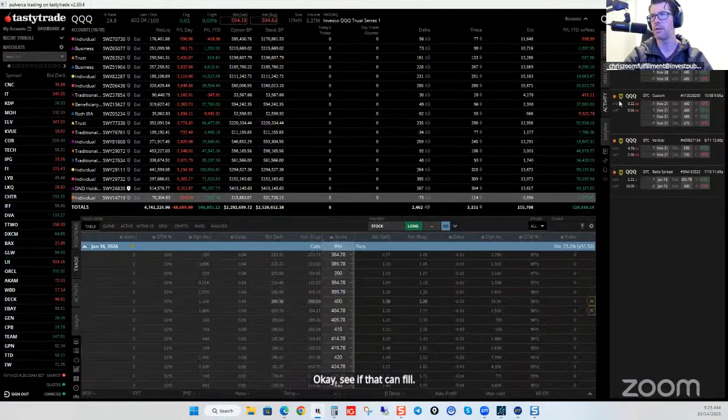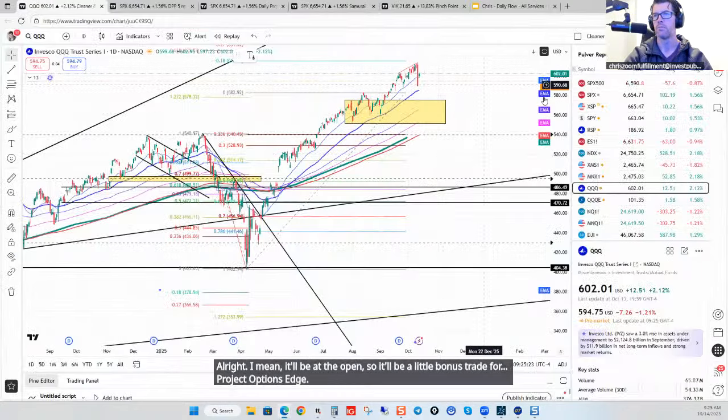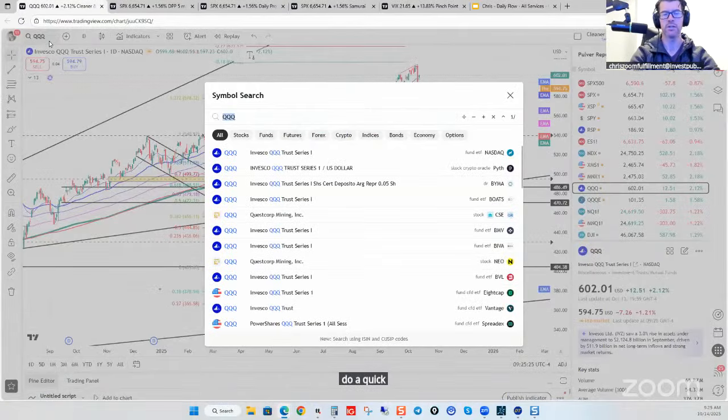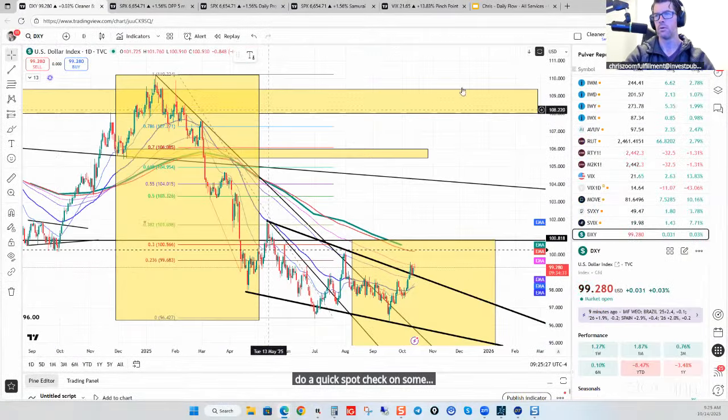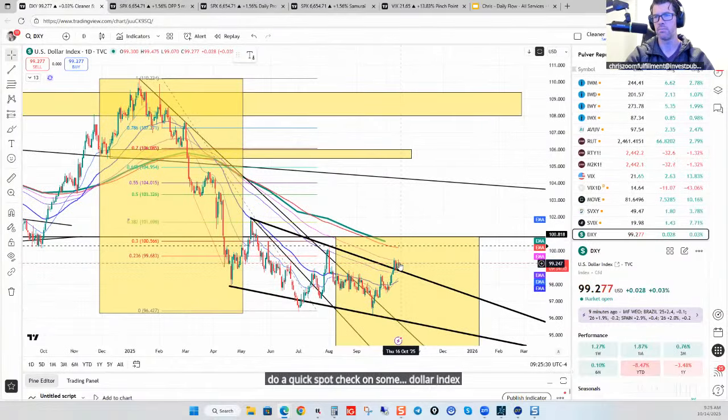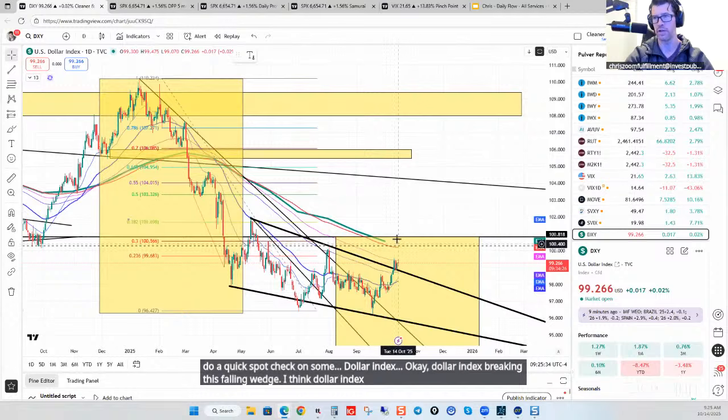All right. Now, I mean, it'll be at the open. So it'll be a little bonus trade for Project Options Edge. Do a quick spot check on some dollar index. Okay, dollar index breaking this falling wedge. I think dollar index has room to get up to this 200 moving average.